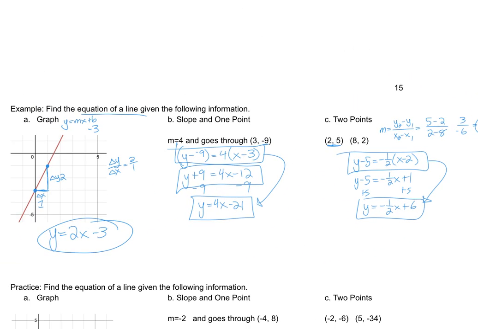And that is the review of the Algebra 1 skills we need as we move into looking at the equations of parallel and perpendicular lines in the next section.